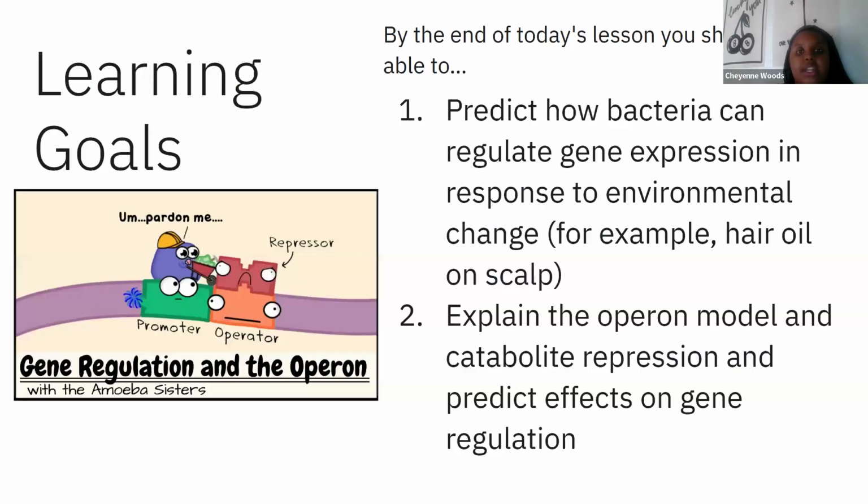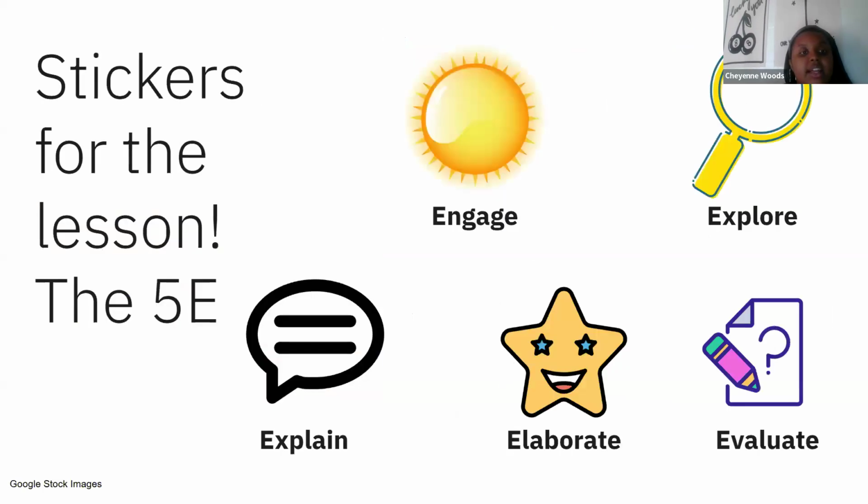So the learning goals for today: by the end of the lesson, I want you to be able to predict how bacteria can regulate gene expression in response to environmental change, for example if there's hair oil on the scalp, and explain the operon model and catabolite repression and predict effects on gene regulation. So these are the goals for today's lesson.